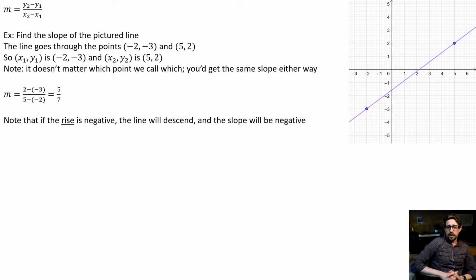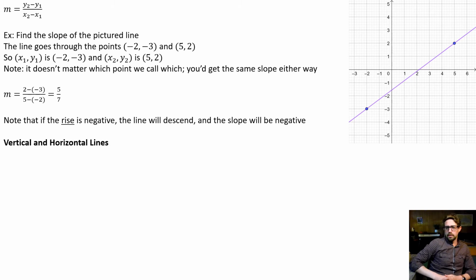And if the line falls, what's going to happen? It's going to run a certain positive amount, but then you're going to take a negative number and divide that by a positive number, which means you're going to get a negative slope, which is totally right. Okay? So you don't have to think about any of that stuff. You just have to apply the formula and trust that, yeah, it works. The steeper your line is, the bigger the slope will be, and if the line goes down, then your slope will turn out to be negative.